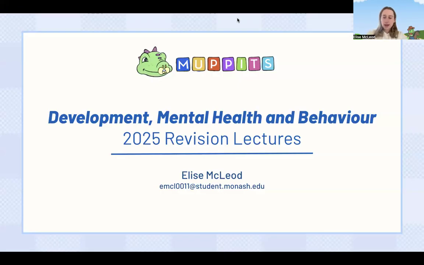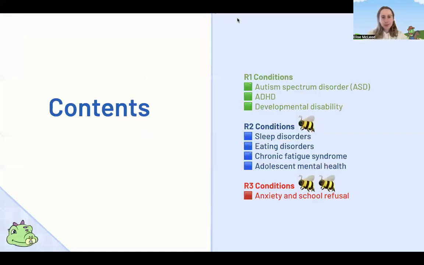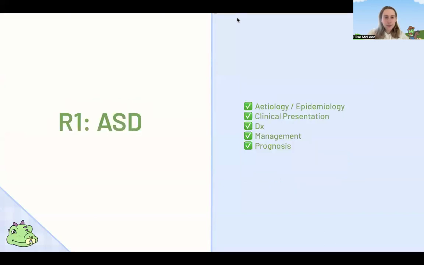But let's get started. Let's launch into it. So here's our contents divided into R1, R2, and R3, with R2 and R3 mainly being a little bit more buzzword focused, particularly the R3 condition for this particular topic.